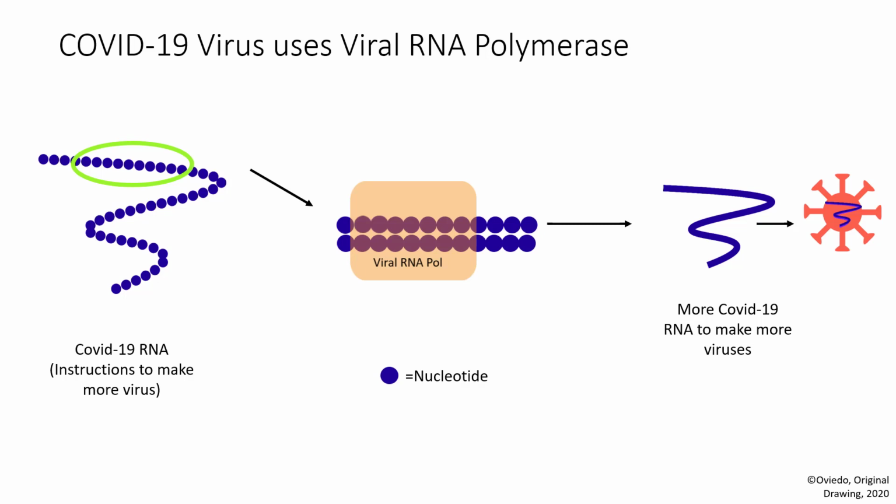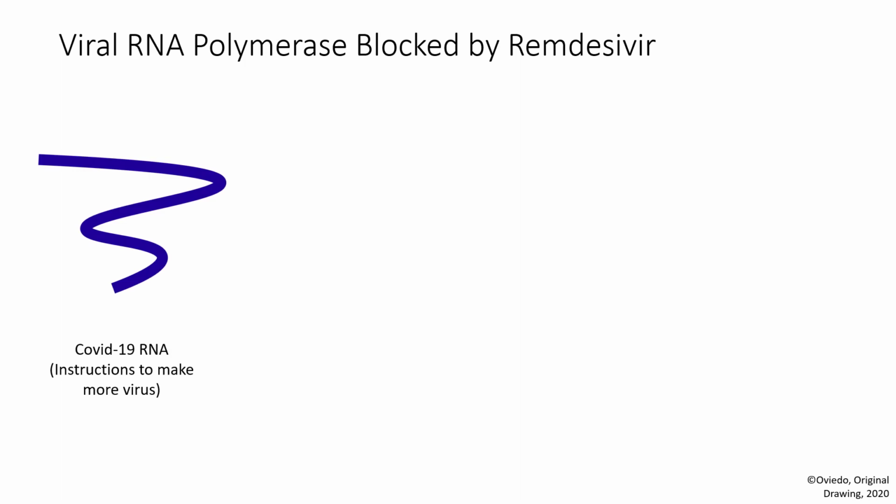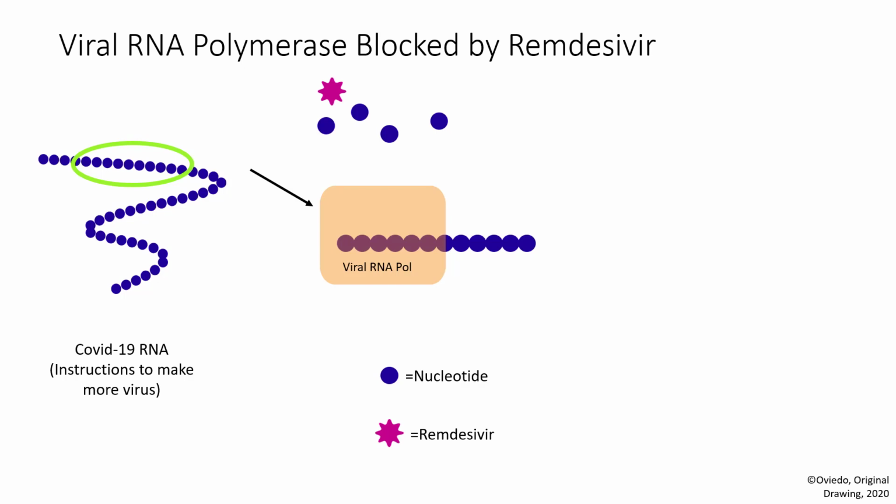Now let's go on to see how the remdesivir works. Here I'm going to show how the viral RNA polymerase is blocked by remdesivir. Here again we have our viral RNA, and here is our close-up. This time, in addition to the nucleotides that the viral RNA polymerase needs, we also have a few molecules of remdesivir. Let's see what happens.